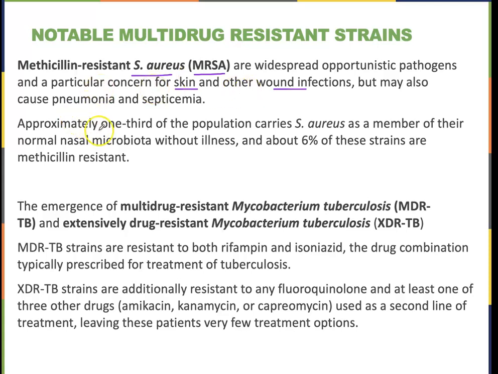So it says that about 1/3 of the population will carry Staph aureus in our noses and be perfectly fine without illness. And then about 6% of those strains are going to be methicillin resistant. So you could have, which is kind of a scary thought, right? You could have a MRSA bacteria in your nose, not even know it because you're fine, right? It's not going to cause you to get sick. It's part of your normal flora. However, if you did get a wound and that particular strain that you have gets in there and it overgrows, now you have an issue.